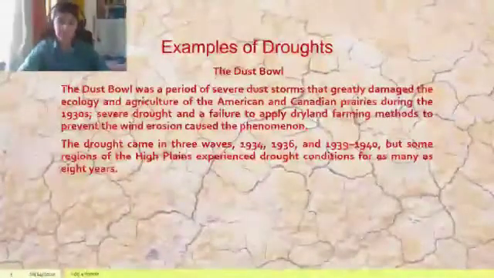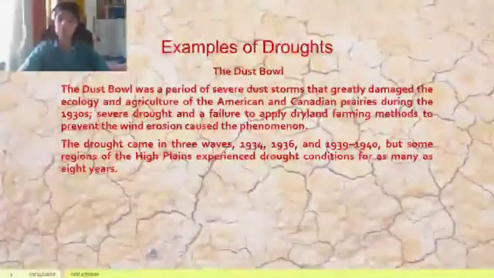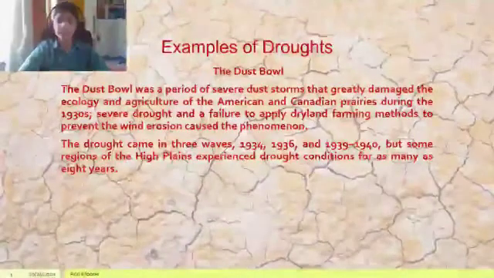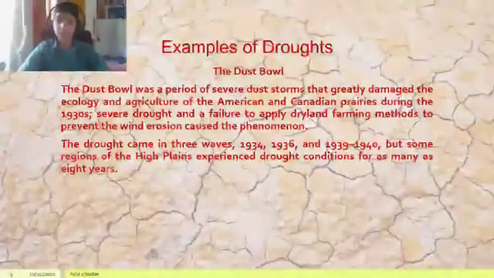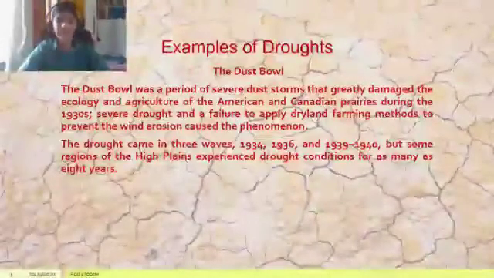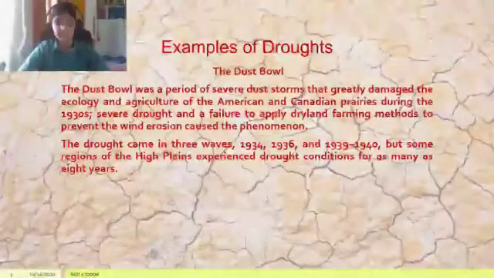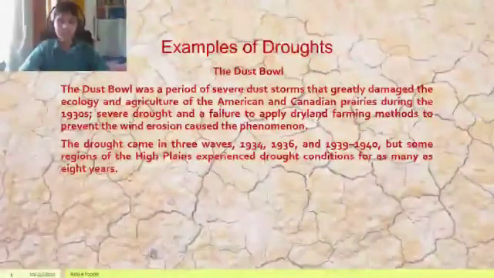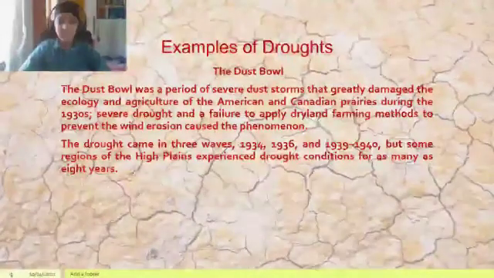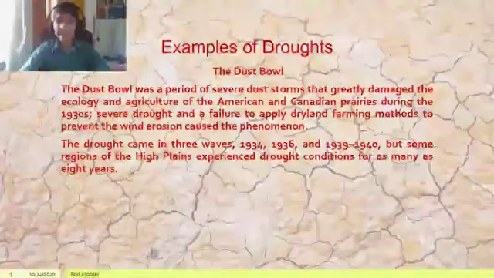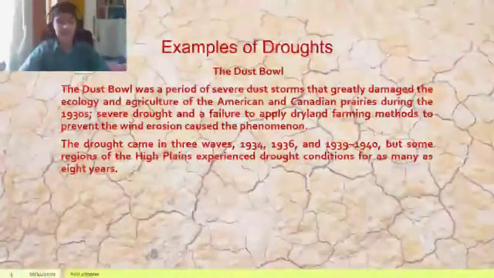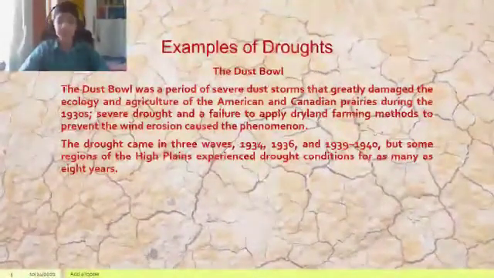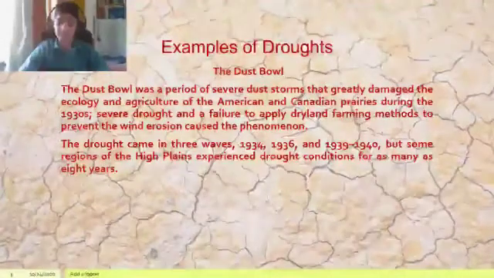My third one is the Dust Bowl. The Dust Bowl was a period of severe dust storms that greatly damaged the ecology and the agriculture of the American and the Canadian prairies during the 1930s. The drought came in three waves: 1934, 1936, and 1939 to 1940. But some regions of the high plains experienced drought conditions for as many as 8 years.